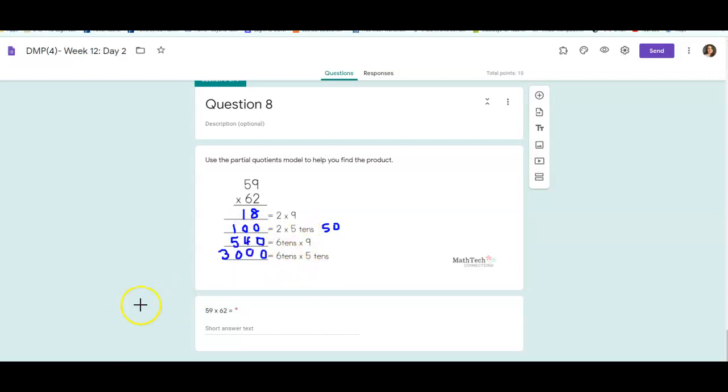Pause and solve. So check your work. You should have 6 tenths times 9 would be 540. Because 6 times 9 is 54, but 6 tenths would be 60. If I have 6 tenths times 5 tenths, well, 6 times 5 is 30, and then I account for the 2 tenths. That's 0 and 0 there. Once you're done with that, add up your partial products.